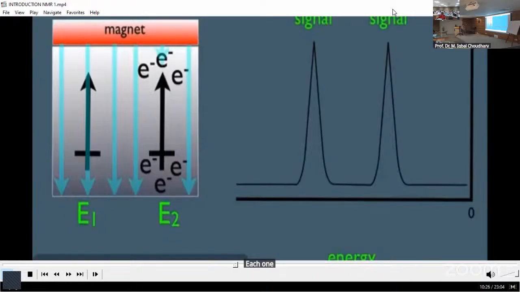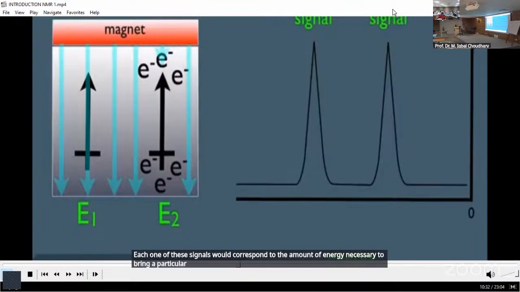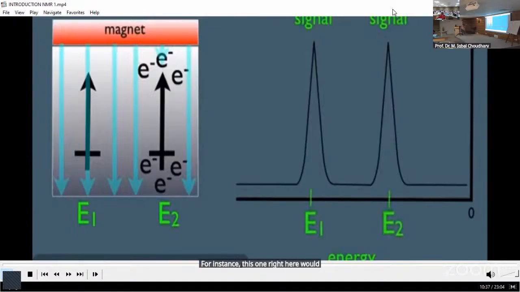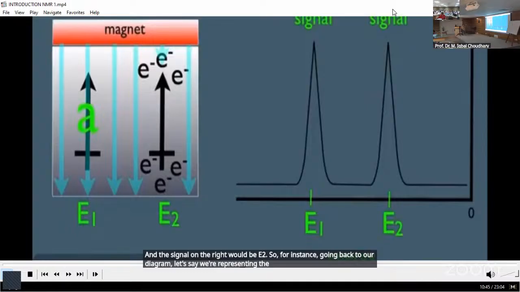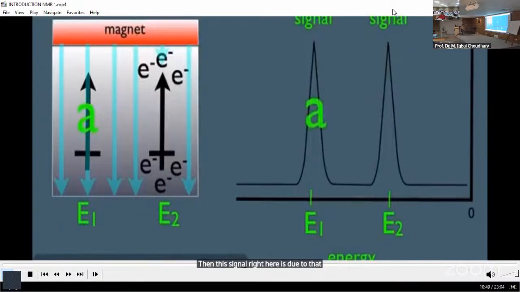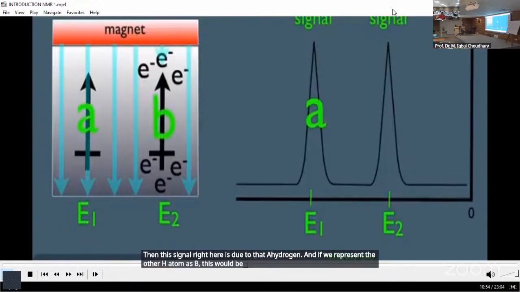Each one of these signals would correspond to the amount of energy necessary to bring a particular H atom or nuclei into resonance. For instance, this one right here would be E1 on the left, and the signal on the right would be E2. So going back to our diagram, let's say we're representing the left hydrogen as A, then this signal right here is due to that A hydrogen. And if we represent the other H atom as B, this would be the signal right here for him.